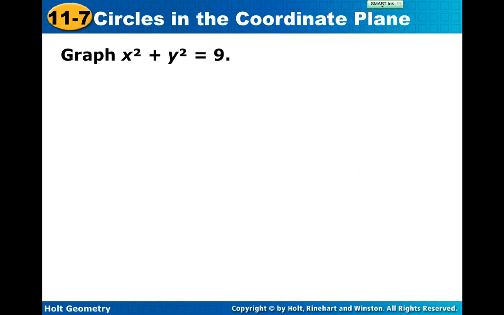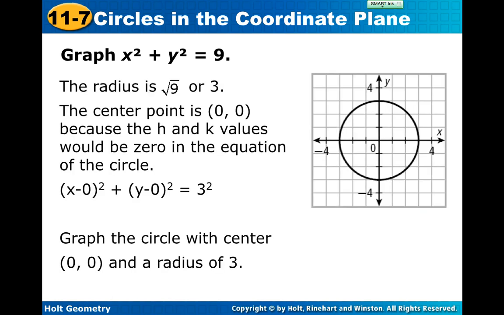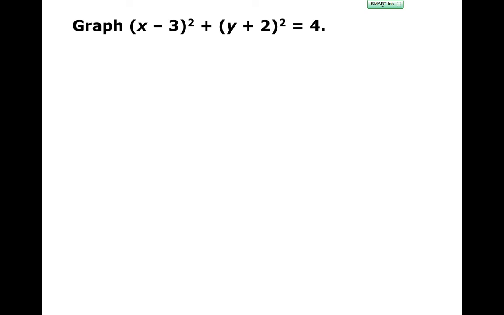I think we mastered that one pretty good with the 0, 0 center. Okay, try this one. x minus 3 squared plus y plus 2 squared equals 4. Graph.